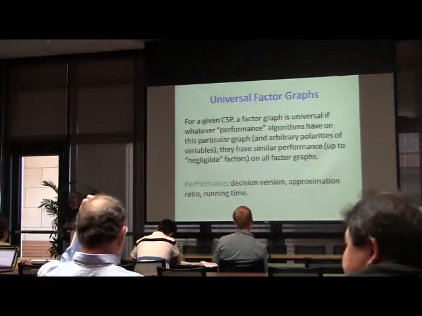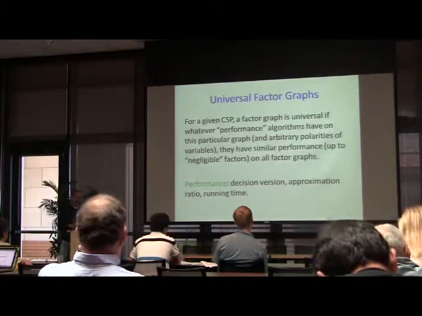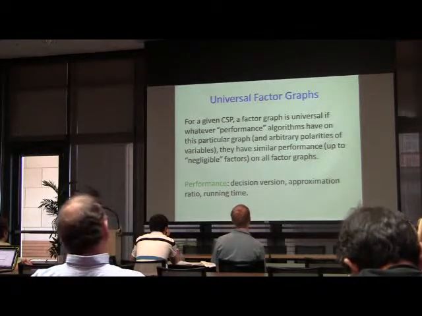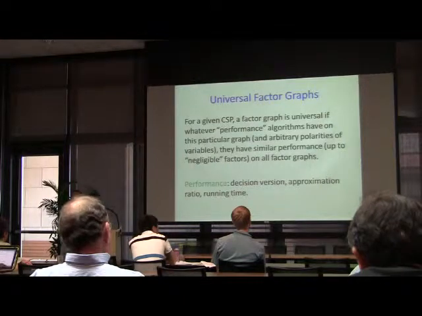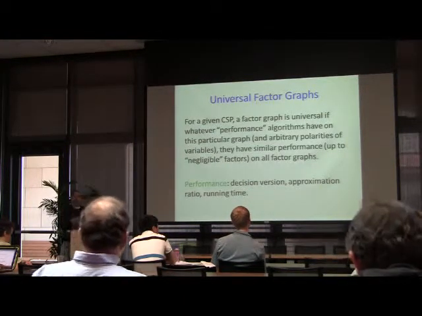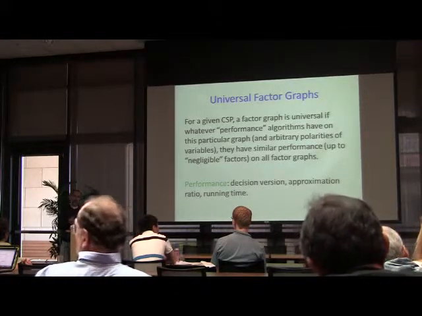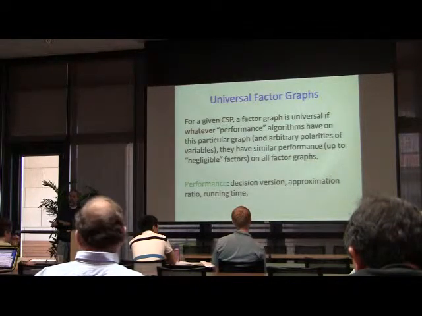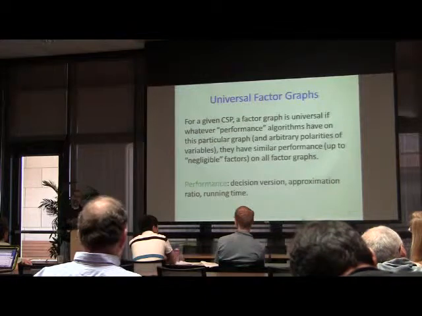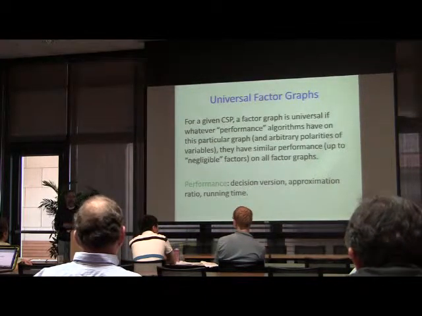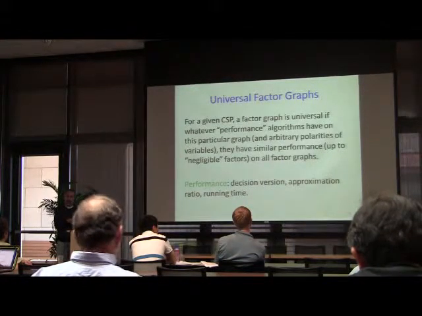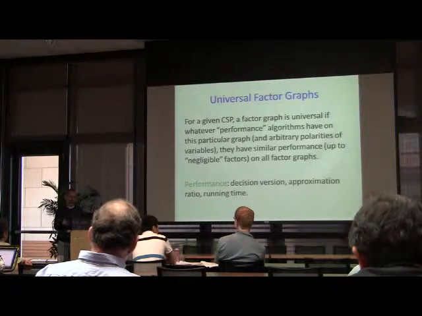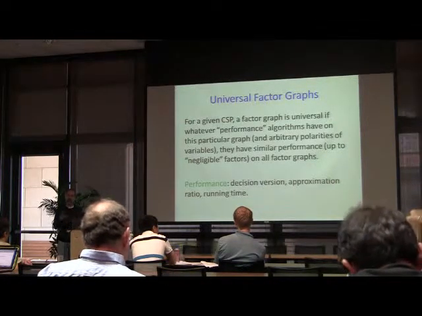So now we reach this notion of a universal factor graph. This is an intuitive level definition. For a given constraint satisfaction problem, we say that a factor graph is universal if whatever performance we can have on this particular factor graph, and the performance depends on what we are interested in. If you are interested in the decision problem, then the performance is simply can you tell whether the instance is satisfiable or not. If you are interested in approximation ratios, it's the approximation ratio you can get. If you are interested in running time for exponential time algorithms, then this would be the performance that we are interested in. So whatever performance you have on this particular factor graph, and you should have it on all possible polarities of the variables, you'd have similar performance, perhaps up to some negligible factors, on all factor graphs. That this particular factor graph captures the difficulty of the problem.